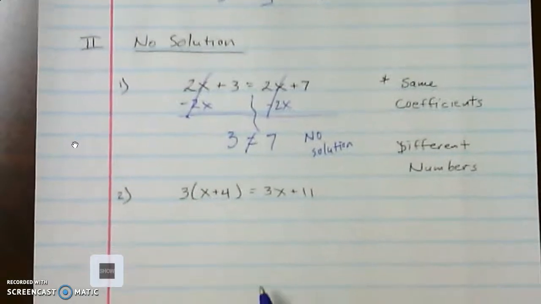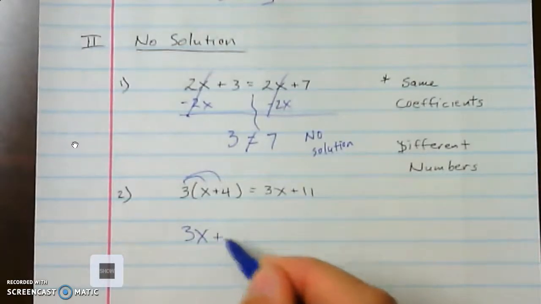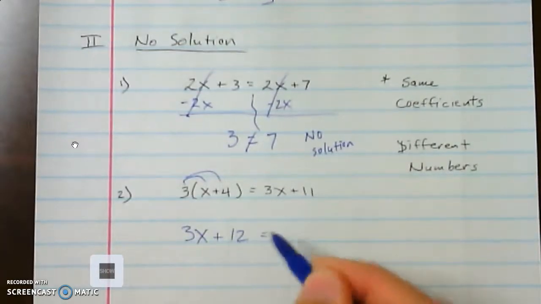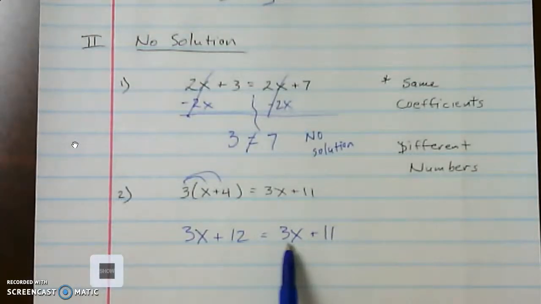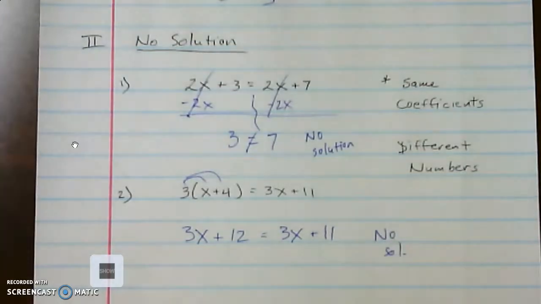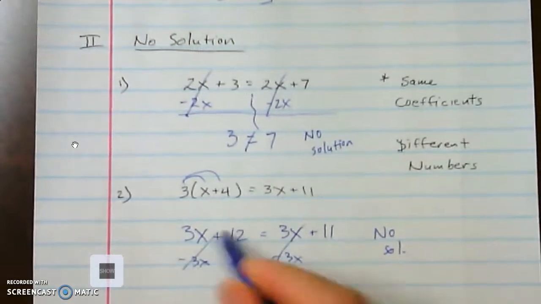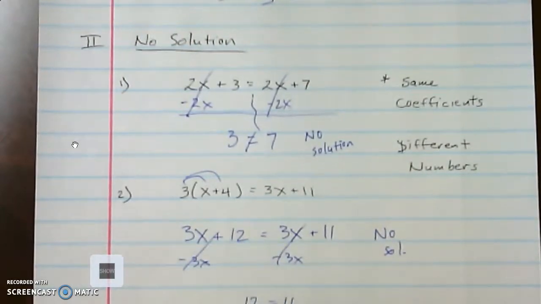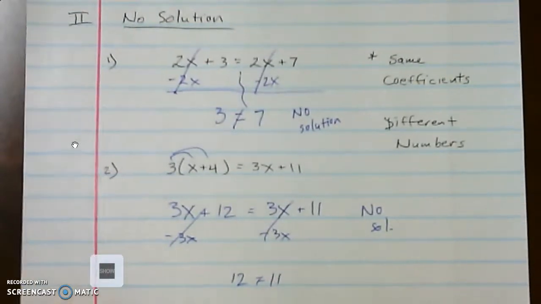Now sometimes they might look like this. In fact, on the assignment they will. You're going to have to maybe distribute first. 3 times x, 3 times 4. And you come over here and you can see same coefficient, different numbers. This has no solution. That's the answer. And people abbreviate it like that mostly. If you want to subtract the 3x from both sides, go ahead, and you will see it says 12 equals 11, which is not true. So that's the no solution equations.